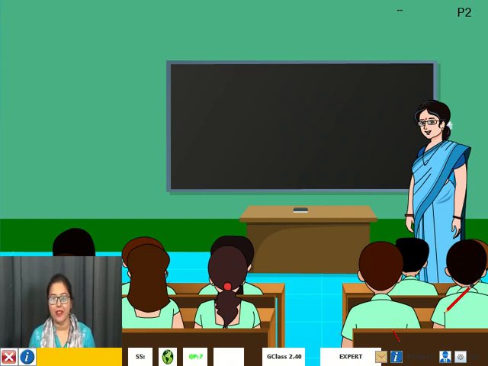Okay. So as we have already learned in our previous classes, there are basically three types of tenses. The first one is present tense, the second one is past tense, and the third one is future tense. So today in our class, we are going to discuss present tense. Now this present tense is divided into four parts. That is simple present tense, present continuous tense, present perfect tense, and present perfect continuous tense.